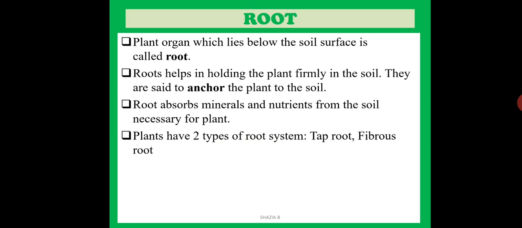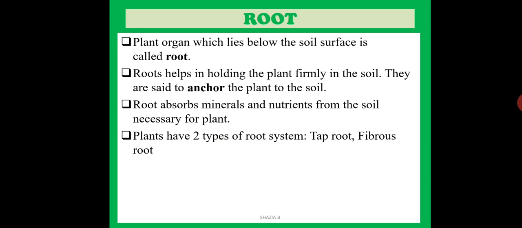The second thing is that the root helps in holding the plant firmly in the soil. That is, they provide proper anchorage to the plant parts. That means how tightly the plants are held in the soil, roots help with that. So mainly the root helps in the absorption of minerals and water from the soil, and also holds the plant firmly in the soil, so that if a strong wind comes, the plant does not fall down.